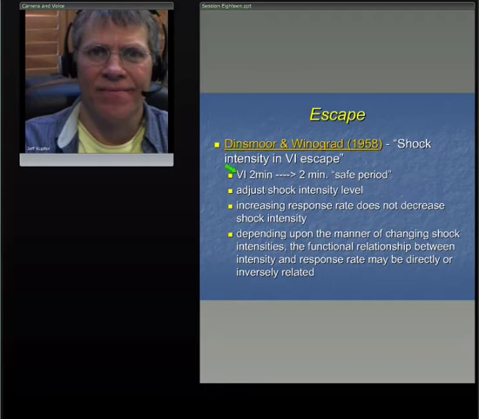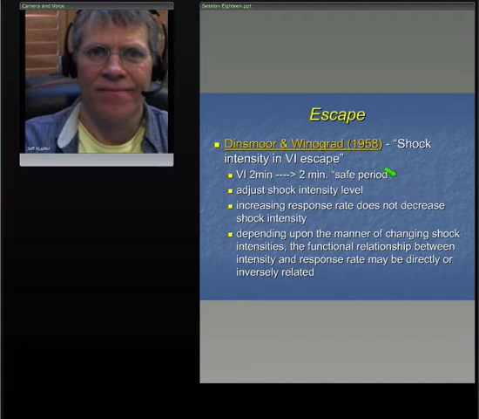Now, the electric shock shutoff was arranged on a variable interval 1 minute. That is, the shock is turned on, it stays on in the chamber. The first response on the average, after 2 minutes, will turn the electric current off on the floor and keep it off for 2 full minutes, what was called a 2-minute safety period.